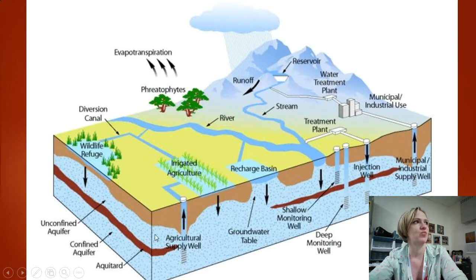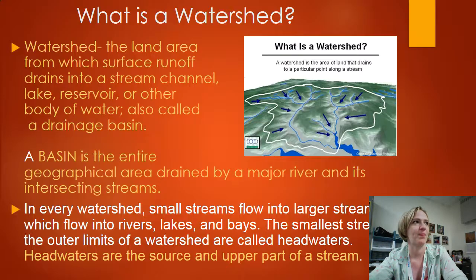So yeah, the water cycle, it's very complicated. So there's surface water, which is on top, you can see it. Groundwater is under the ground, you can't see it. You guys good so far? Yeah. Okay. What's a watershed? It's the land area.